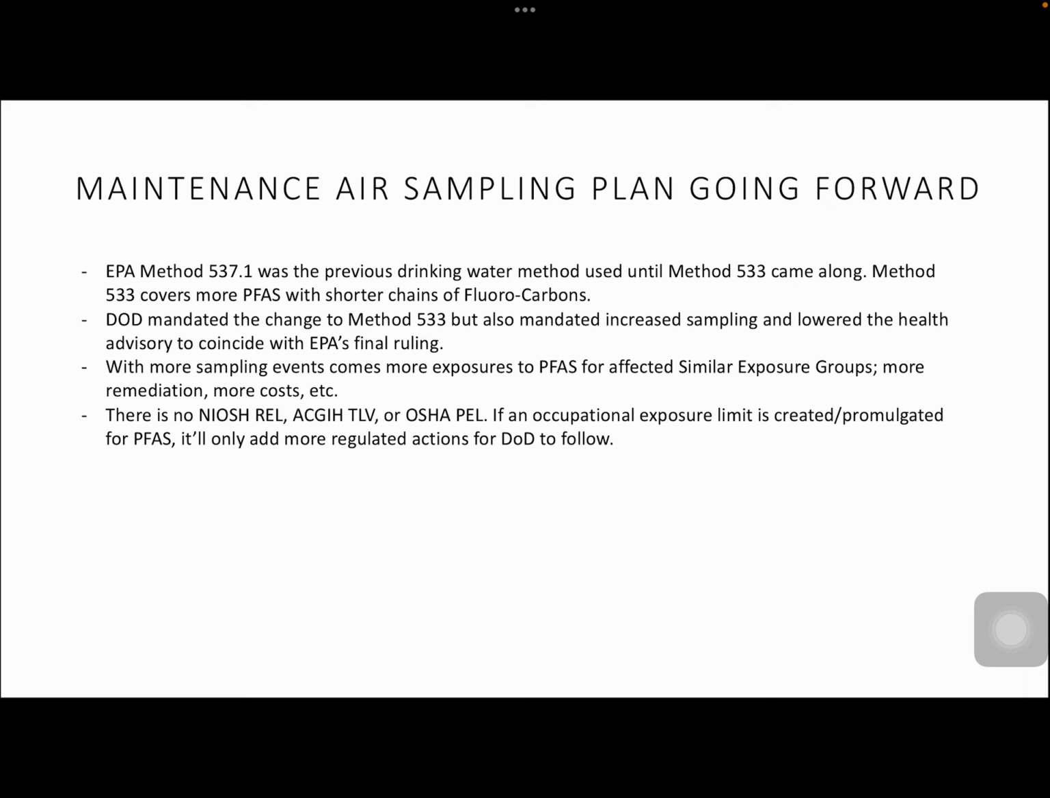The result of that is going to be more sampling events to come, more exposure to PFAS for affected similar exposure groups, more remediation, more cost, more efforts, and more teams being deployed in support of these sampling events. While there is no NIOSH REL, ACGIH TLV, or OSHA PEL, if an OEL is created or promulgated for PFAS, it only adds more regulated actions for PFAS to follow.